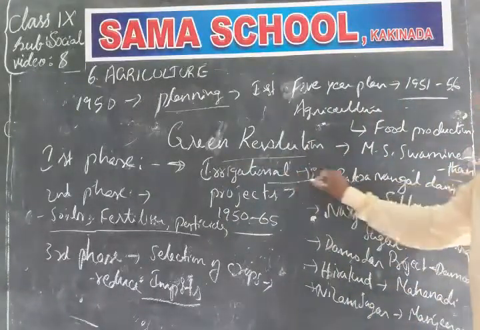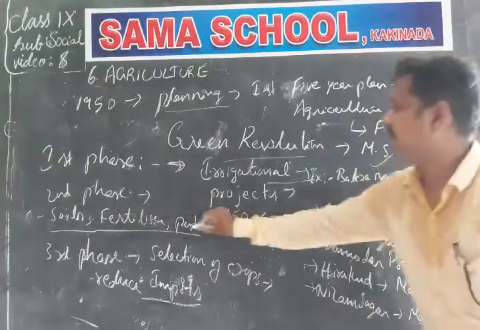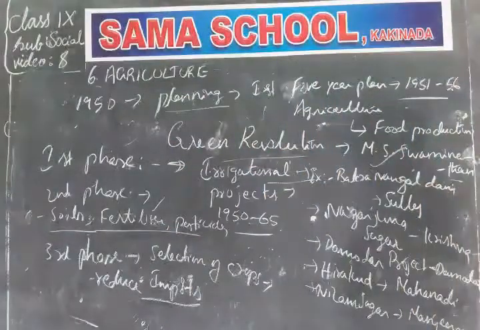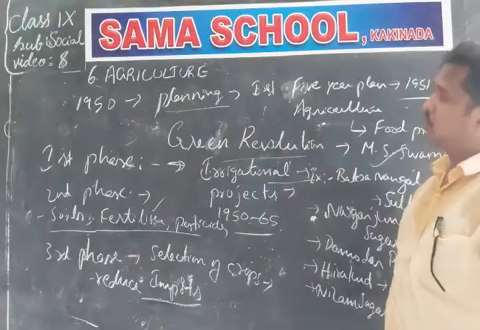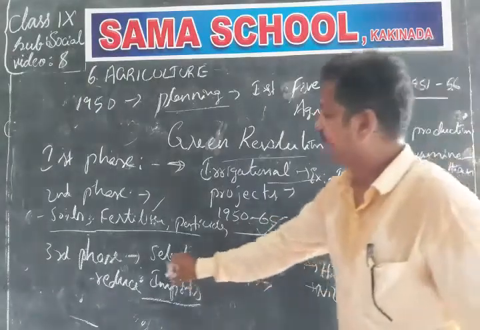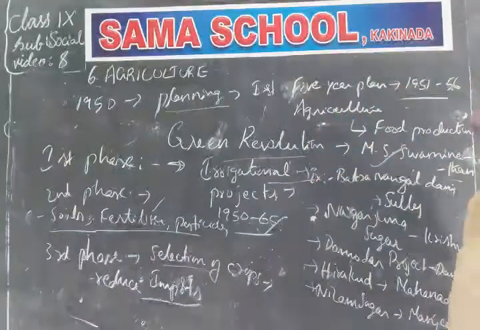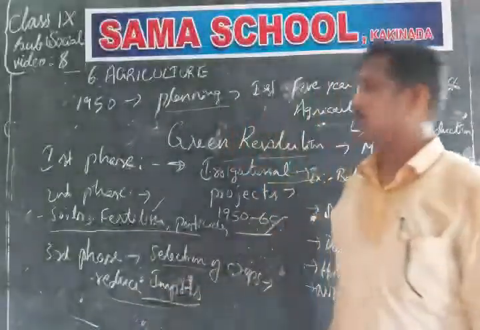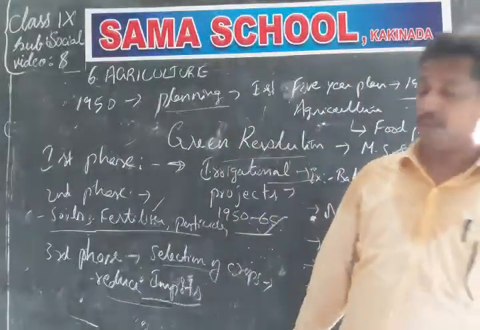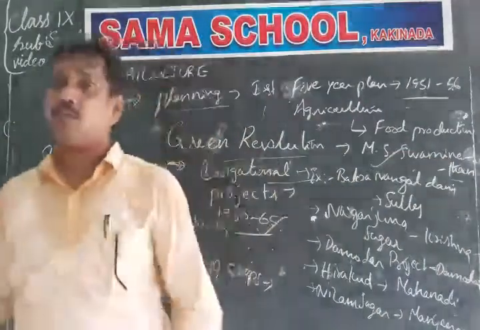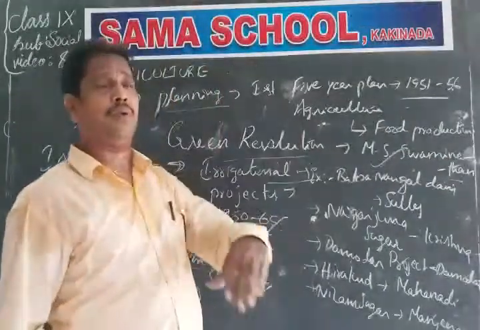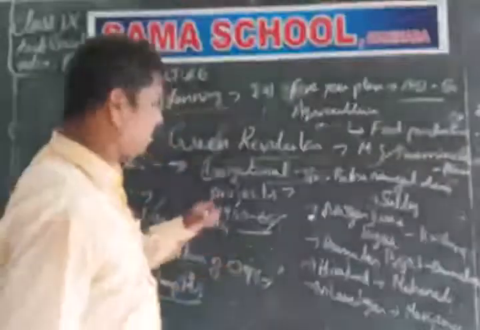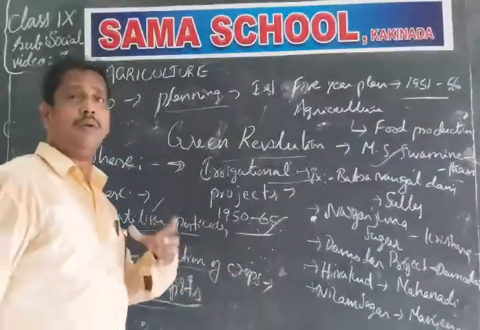By providing water to the fields, we improved the production, and by selecting soils and modifying fertilizers, pesticides, and agricultural tools, we improved the production. And in the third way, we selected different crops that are necessary for our country, and we reduced imports from other countries. That means we should cut short the imports from other countries. We should cultivate on our own.